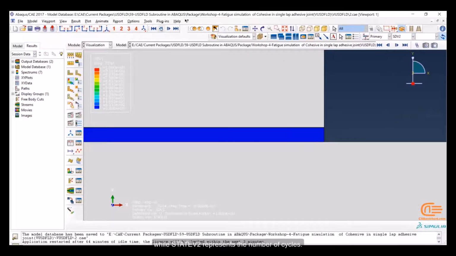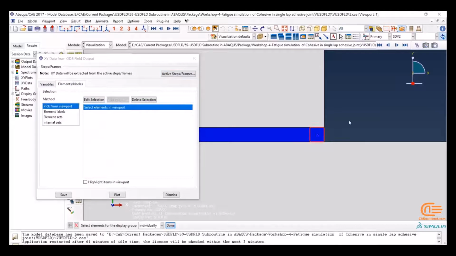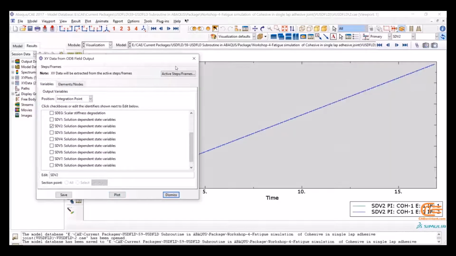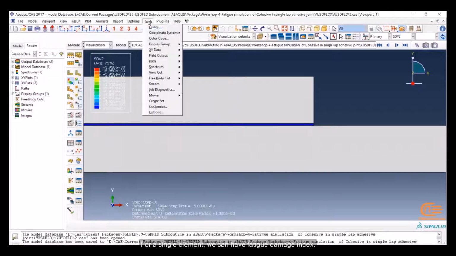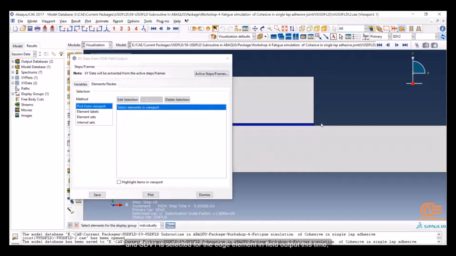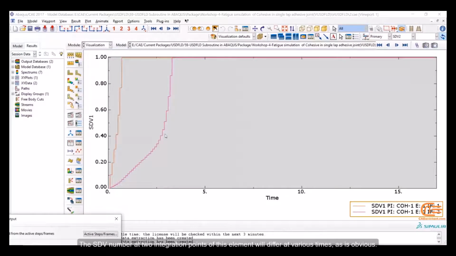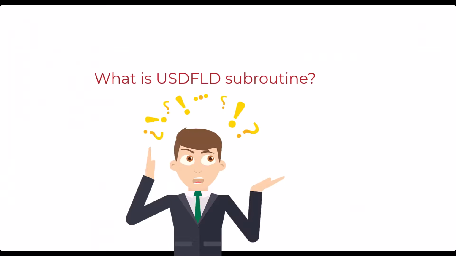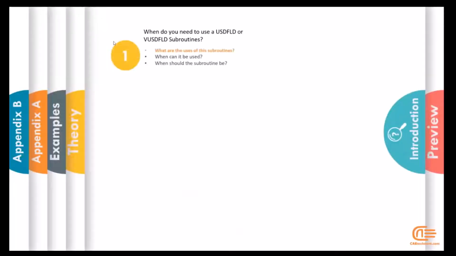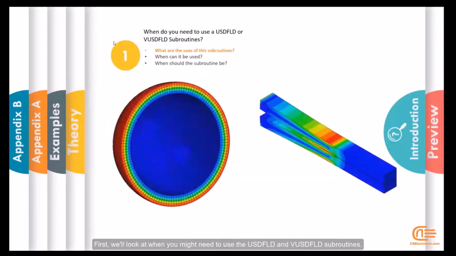The USDFLD subroutine is one of the subroutines in Abaqus that can be used for various purposes. Its primary application is defining the material behavior by the user, which in many cases can replace the UMAT subroutine while being much simpler. In this video playlist, we will first discuss the USDFLD subroutine, its applications, and its parameters.